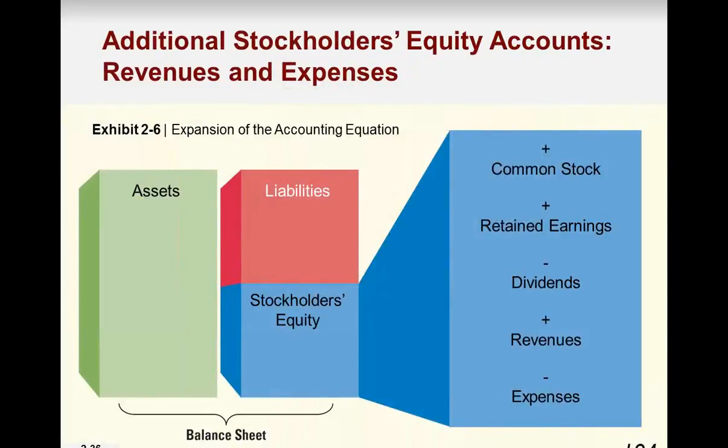So to expand the accounting equation, the blue here illustrates all the stockholders' equity accounts, or the ones we're looking at in this example: common stock, retained earnings, dividends, revenues, and expenses. Notice this negative. That means that dividends reduce stockholders' equity and expenses reduce stockholders' equity. That also means that those two accounts increase on the debit side, where all other stockholders' equity accounts increase on the credit side.